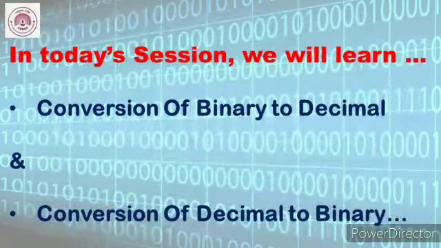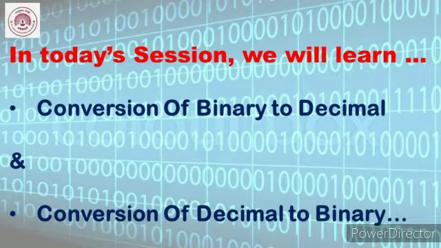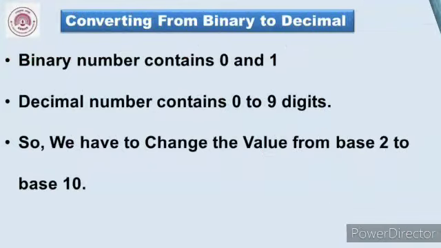In today's session we will learn conversion of binary to decimal and conversion of decimal to binary. This we had learned in the last academic year also. If possible, try to remember. Now let us see converting from binary to decimal. Binary number contains 0 and 1, while decimal number contains digits from 0 to 9. So practically what we have to do is change the value from base 2 to base 10.